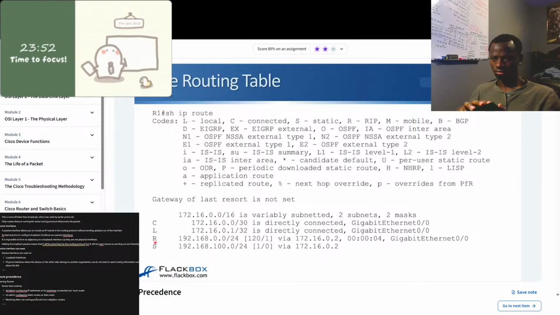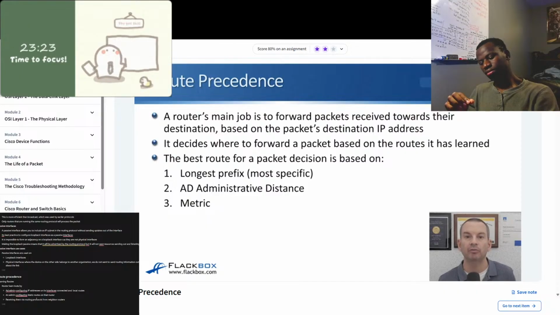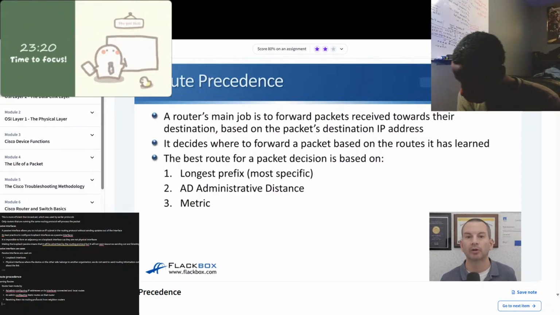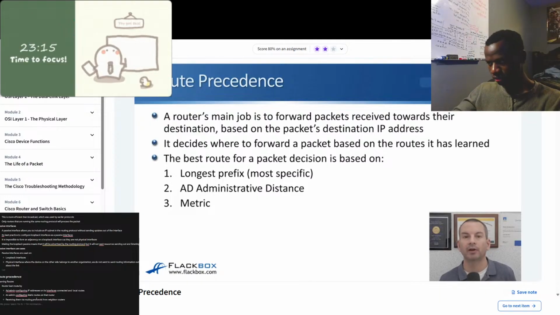I've also learned a route via RIP from the neighbor R2. That's going to 192.168.0.0/24 with the next hop on R2 of 172.16.0.2, and I'd also configured that static route to 192.168.100.0/24, again pointing at R2 at 172.16.0.2. Okay, so that's how the router can learn various routes. Then how is it going to decide which route to use whenever it needs to forward a packet? A router's main job is to forward packets received towards their destination.